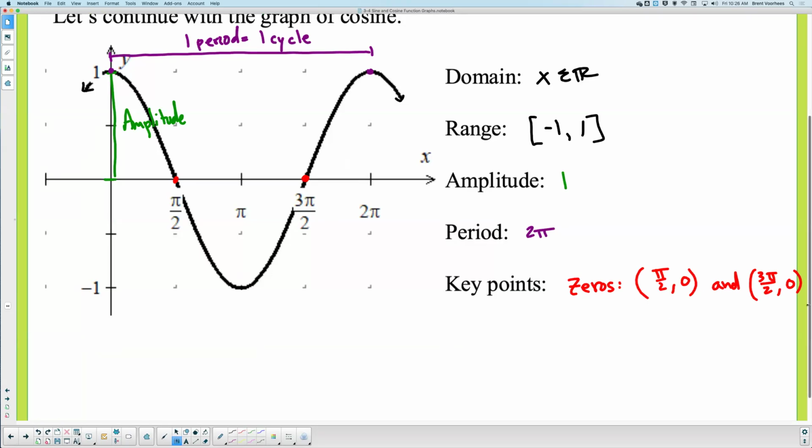Okay, how about the maximums? How many maximums did this graph have? 2. What's the x coordinate here? See, the y is 1. What's the x? 0. So we'll have 0, 1. And what's the x coordinate here? 2 pi.